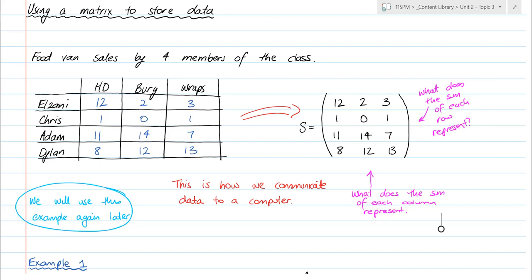Okay, so this is the total number of sales of hot dogs, total number of sales of burgers, total number of sales of wraps. What does this row sum? How many things Elzani sold, how many things Chris sold, how many things Adam sold, etc. Yes, Chris. Yes, Chris, you are hopeless.